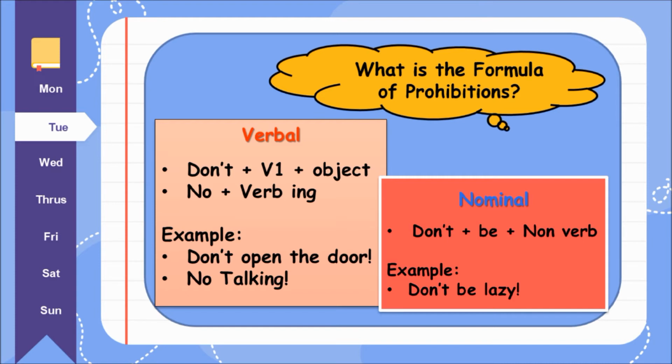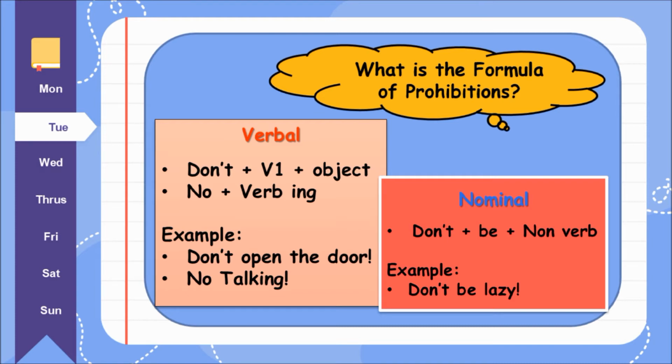The second formula is nominal. And then the formula is don't plus be plus non-verb. Non-verb adalah kata yang bukan kata kerja. Jadi, contohnya adalah don't be lazy. Don't be, non-verb lazy. Don't be lazy. Lazy adalah kata sifat. Jadi, bukan kata kerja. Jadi, termasuk non-verb.